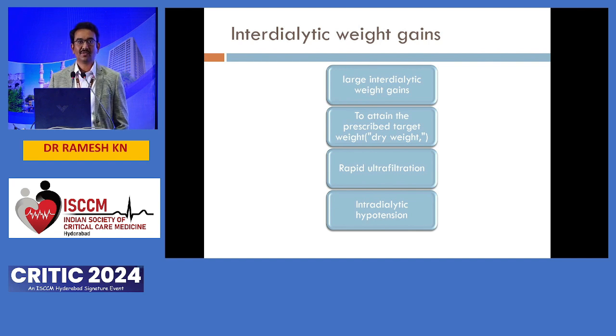After daily weight monitoring, we have to advise the patient. The maximum allowable is not more than 1 kilo per day. If there is high interdialytic weight gain, more fluid is required to be removed to attain the target dry weight of the patient. When more fluid is removed, it will also lead to hypotension.